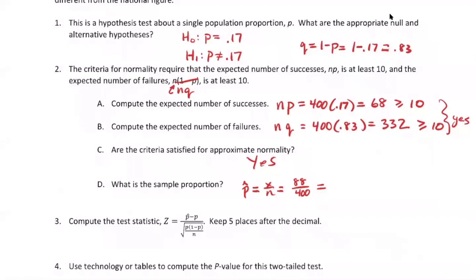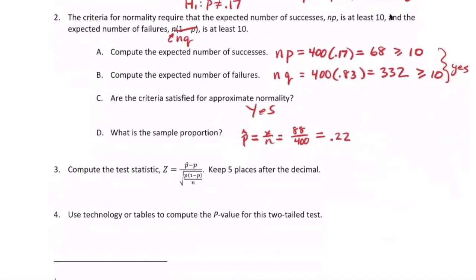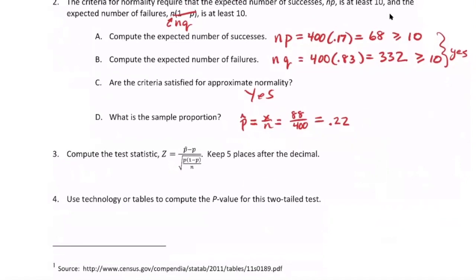What do you get? 20%. Remember that we're claiming that the population proportion is different from 17. This is 22, but this is a sample. So the question is, is that significantly different from 17? I don't know. I need to find out how many standard errors of difference there is. Okay, any questions here?